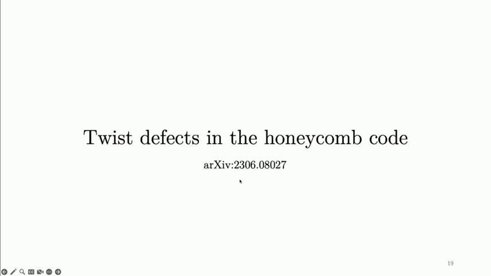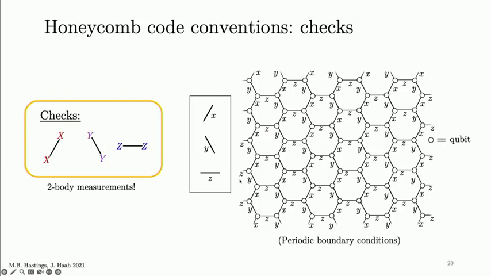So let's move on. I'll repeat that same story, now in a dynamical context. We've seen the honeycomb code, but I'm going to use a slightly different convention. I'm going to use the conventions originally introduced by Hastings and Haah. If you're curious about why that is, I'm happy to field that question.